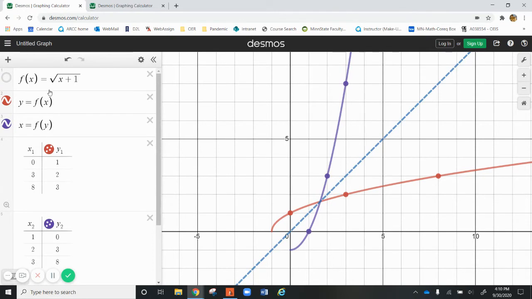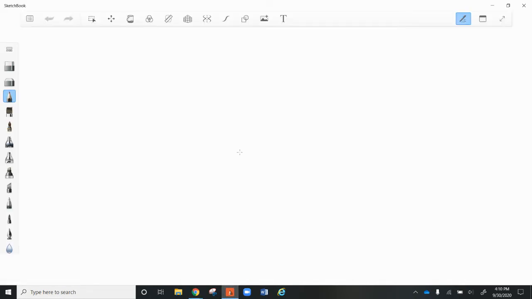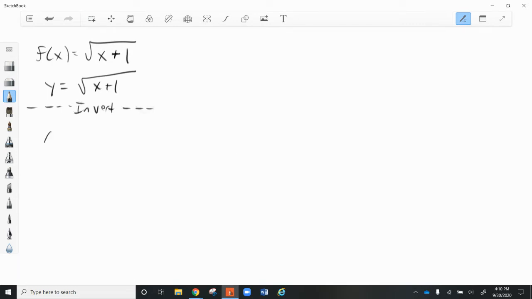Okay, so let's go back to this example. The f of x was equal to the square root of x plus 1. I'm going to move over here to the whiteboard, pull out my pen, and let's see if we can figure out what the inverse is. Okay, and we're going to find an actual algebraic expression to tell us the inverse. So first I'm going to write y equals the square root of x plus 1. Then we're going to invert by swapping the x and the y. So x would equal the square root of y plus 1.